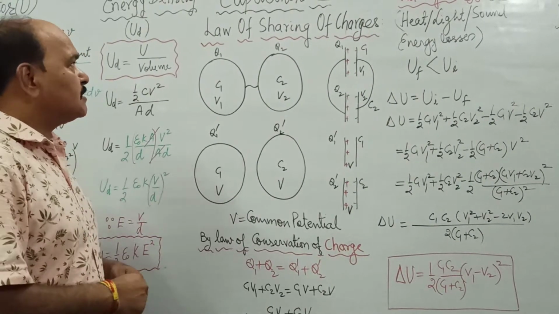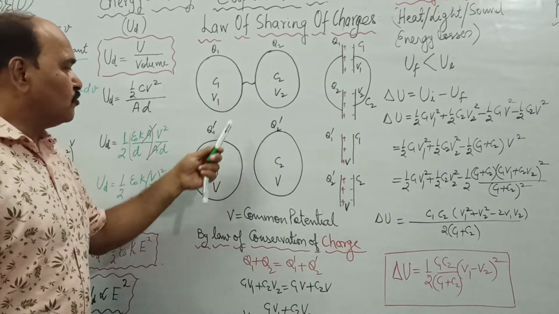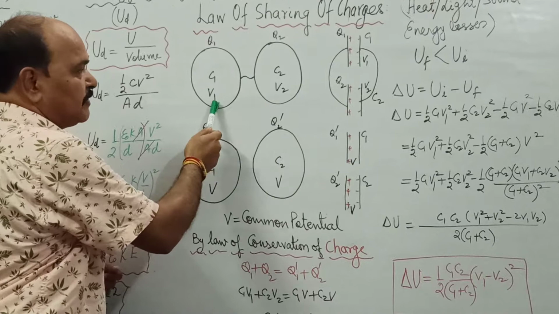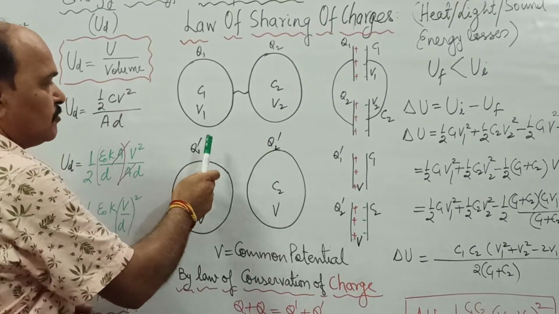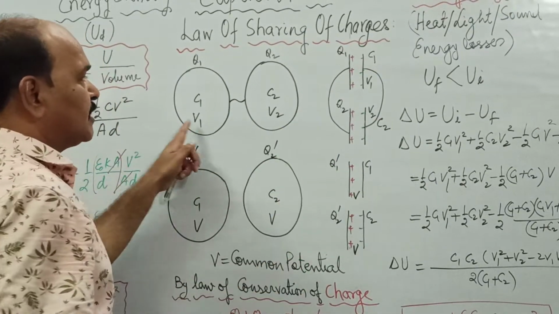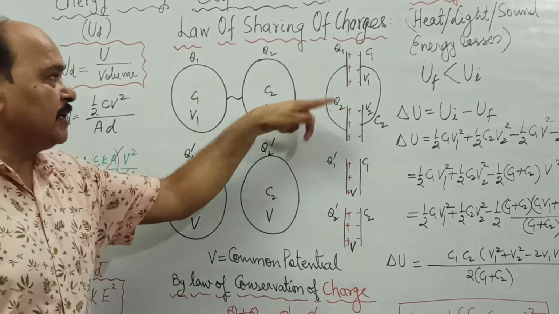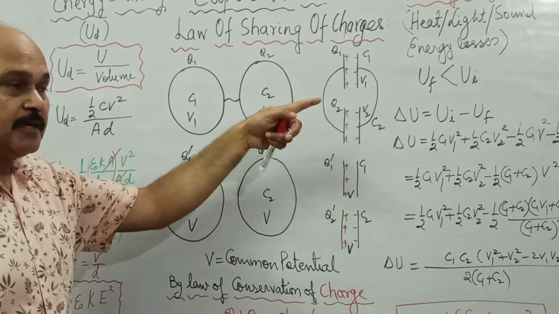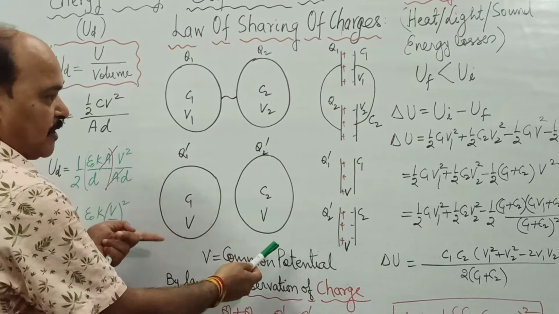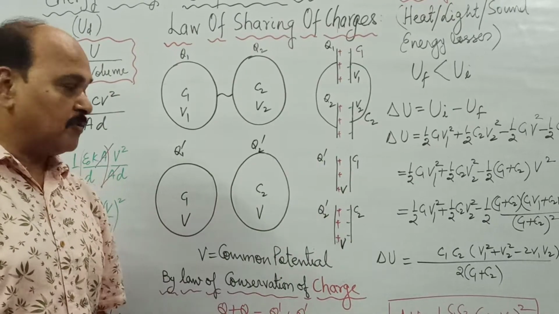Children, now we are going to discuss the law of sharing of charges. When two conductors or two capacitors having charges Q1, Q2 and potentials V1 and V2 are connected to each other, charges over them are redistributed. This redistribution continues until both the conductors or capacitors acquire the same value of potential V, and this potential V is called the common potential.